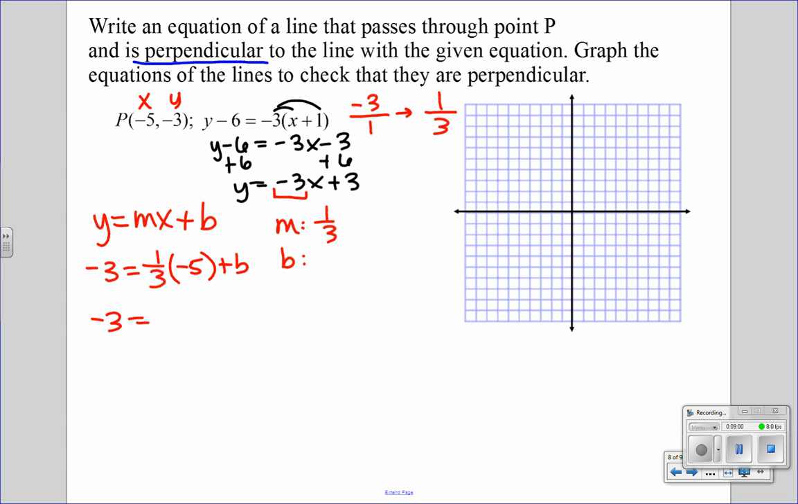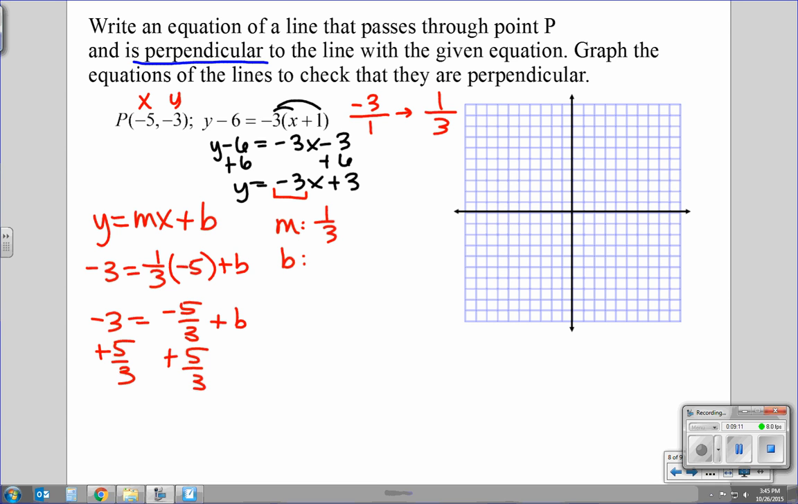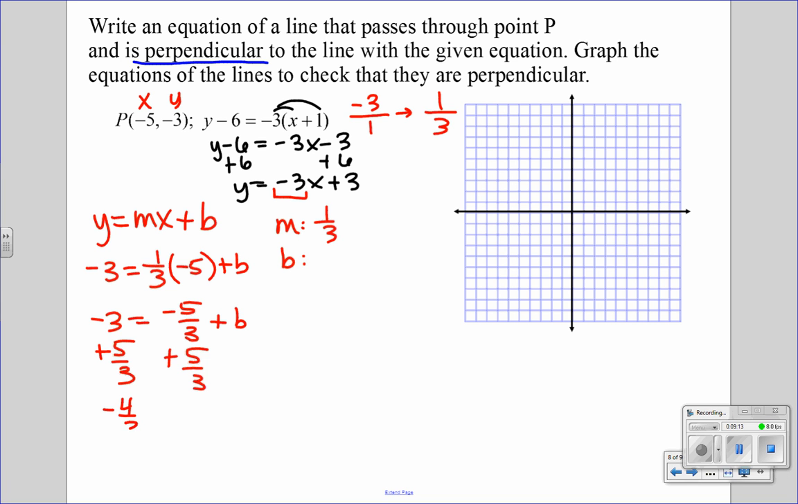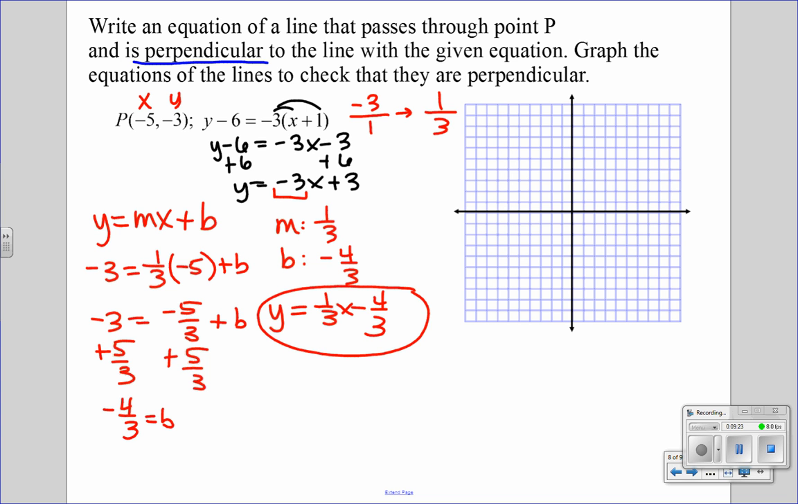-3 equals a -5/3, and we're going to add the 5/3 to both sides. And that will give us a -4/3, which is our b. So now our equation is y equals 1/3 x minus 4/3. Let's graph this. A -4/3 is about a -1.3. So we're going to graph that on the y-axis, and we go up 1/3.